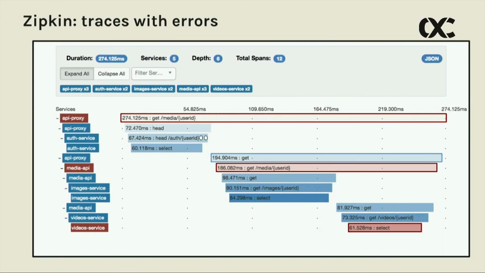As you can see here, first of all, you can understand how the error is being propagated across components, right? On the right side, at the bottom, the auth service produced an error, and that error was propagated up to the media API. Sorry, the video service had an error, and that was propagated to the media API, and then the media API error was propagated up to the API proxy, right? So this is more or less how an error looked like.